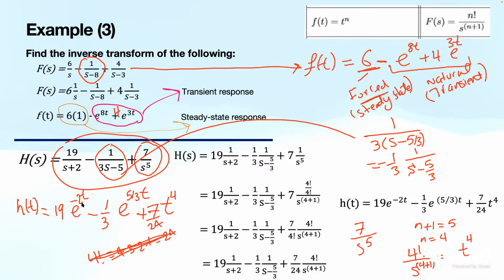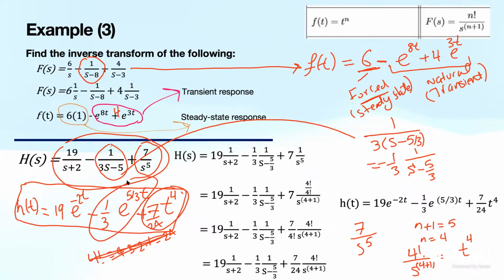It will be 19 exponential minus 2t minus 1/3 multiplied by exponential 5 divided by 3t plus 7 divided by 24 multiplied by t to the power of 4. Now we have our function in time domain. When you look into it, we don't have here any forced component, but we have only natural component. And the exponential part here, this one is okay. It's a ramp function. This is okay. But we have a bad component here.